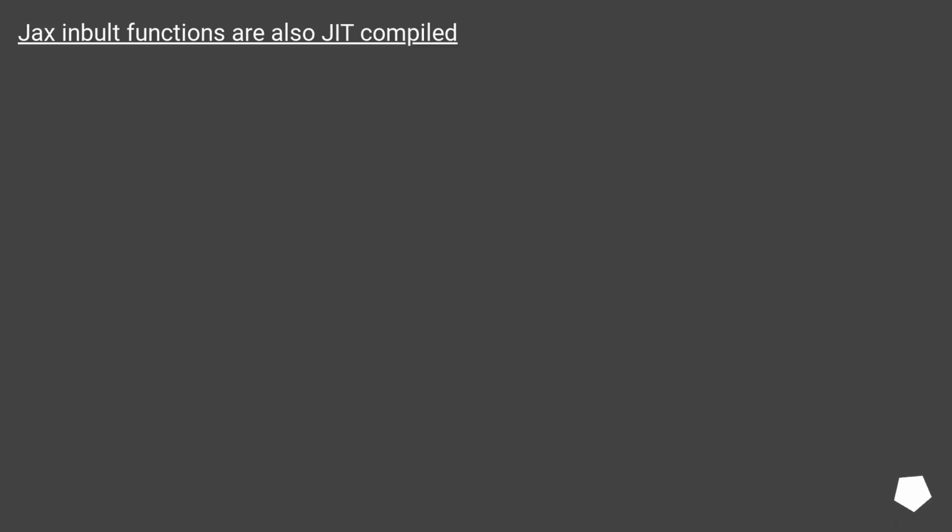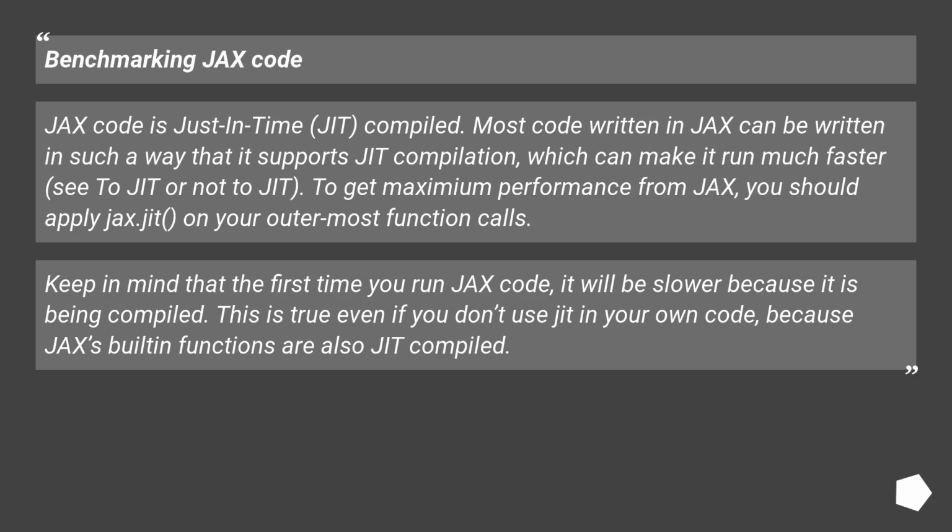JAX inbuilt functions are also JIT compiled. Benchmarking JAX code: it is just-in-time, JIT compiled. Most code written in JAX can be written in such a way that it supports JIT compilation, which can make it run much faster, see To JIT or not to JIT. To get maximum performance from JAX, you should apply jax.jit on your outermost function calls. Keep in mind that the first time you run JAX code, it will be slower because it is being compiled. This is true even if you don't use JIT in your own code, because JAX's built-in functions are also JIT compiled.